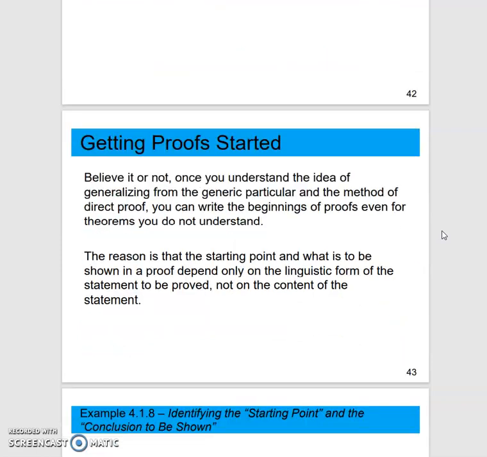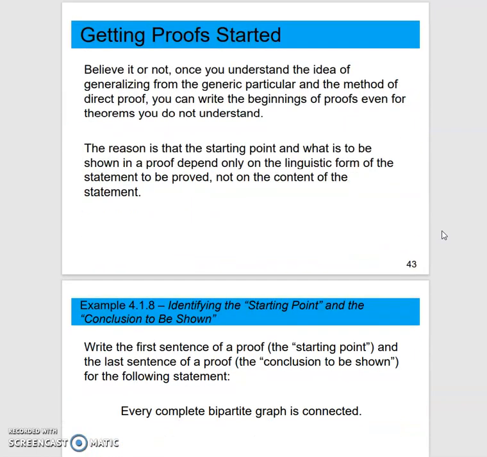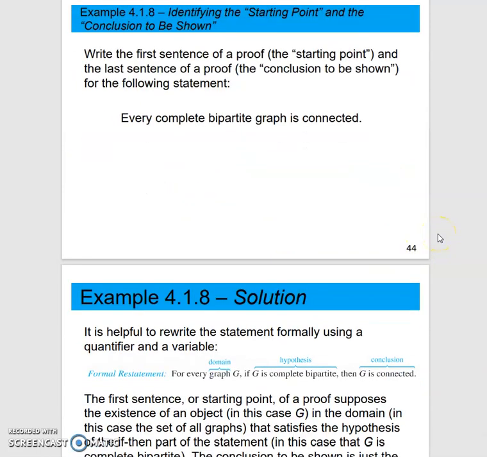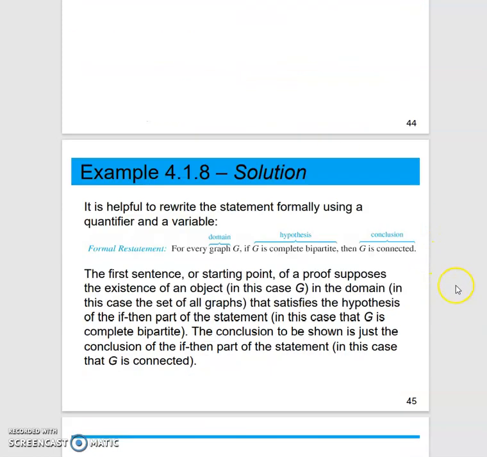How do we get started with proofs? Again, some of our hints are to always start with that first sentence. Always start with your given. So if you've got something like this, I may have no idea what a complete bipartite graph is, but I know that I want to start with that. So I definitely want to show that whatever I'm starting with, this G is a complete bipartite, whatever that is. And I know that my last line is going to say that it is connected. So even if I have no idea what goes in between, I know where I'm starting, and I know where I want to end.